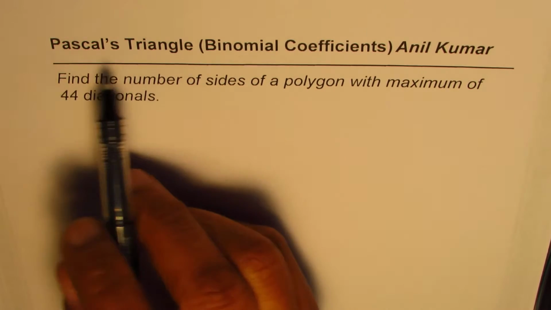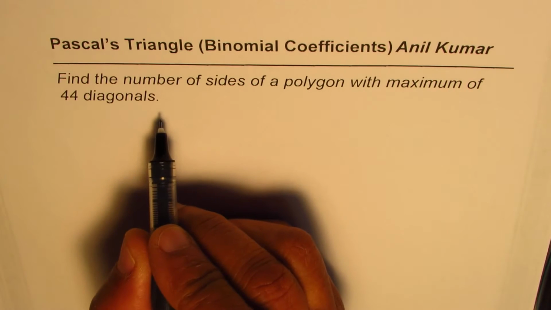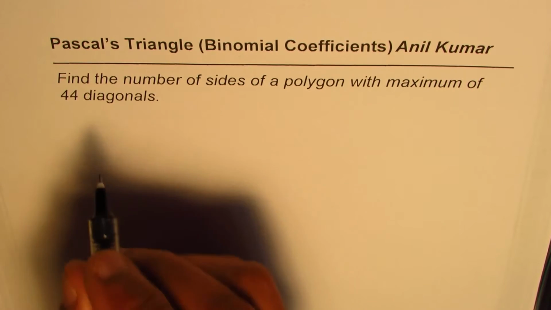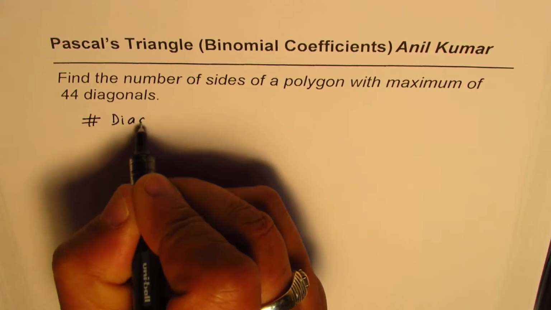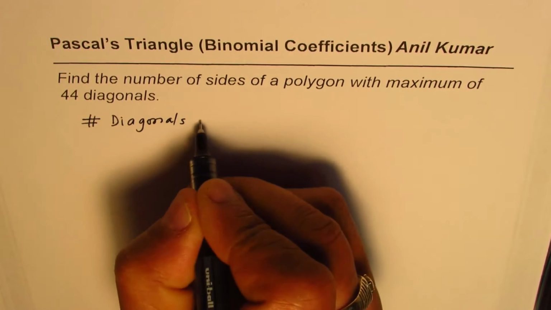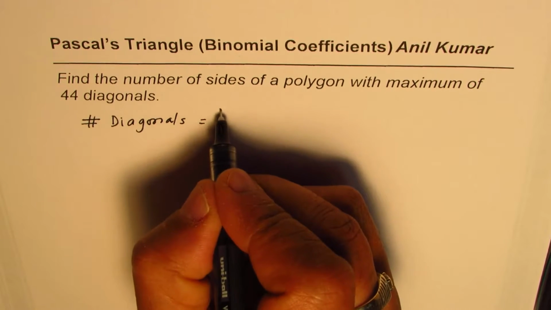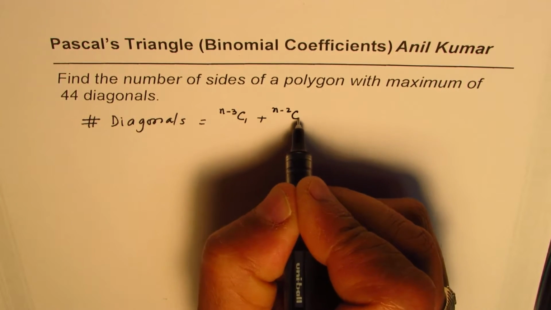It is relating Pascal's triangle and binomial coefficients. The question here is, find the number of sides of a polygon with maximum of 44 diagonals. Now in one of the videos we have found how many diagonals are there in an n-sided figure, right? So we derived a formula, that is to say that the maximum number of diagonals in an n-sided polygon is given by (n-3)C1 + (n-2)C2, right?